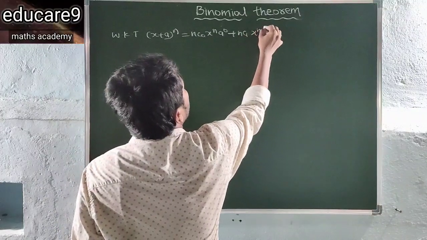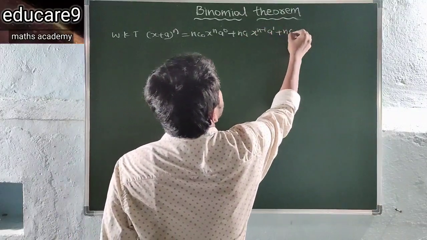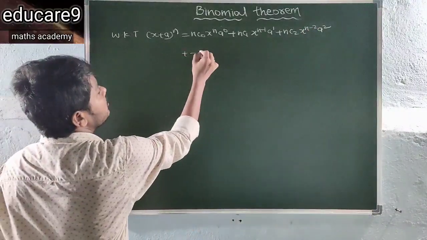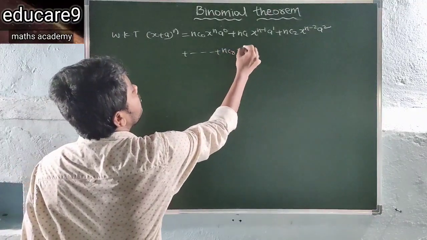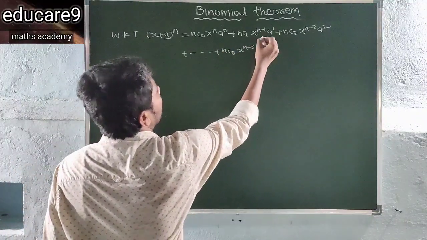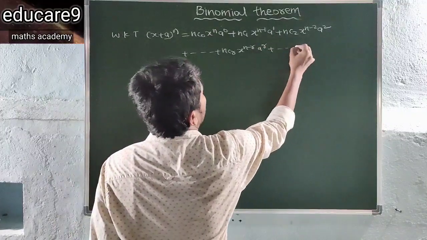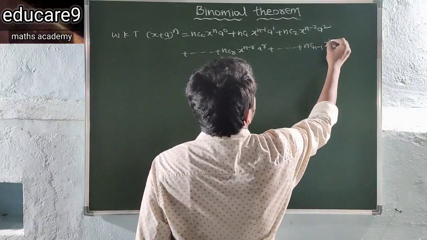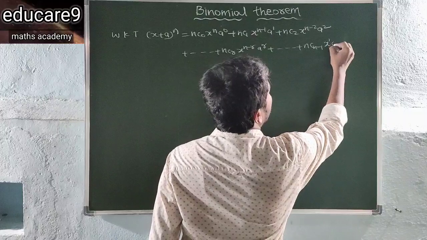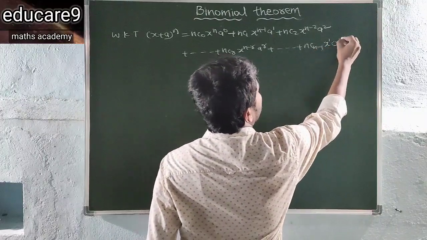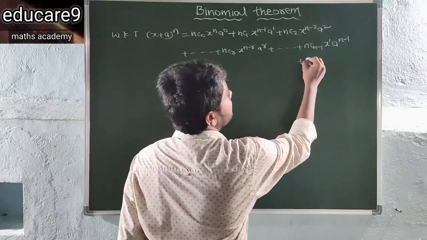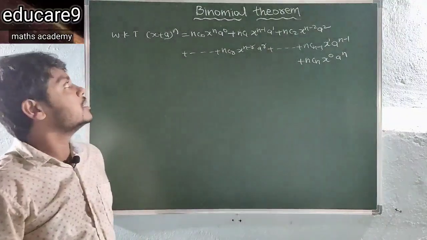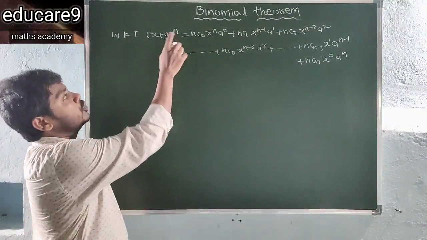nC1 x^(n-1) a^1 plus nC2 x^(n-2) a^2 and so on, nCr x^(n-r) a^r, plus and so on, nC(n-1) x^1 a^(n-1), and next nCn x^0 a^n. Okay. So this is the expansion of (x + a)^n.